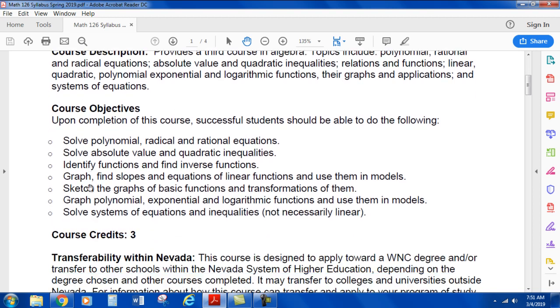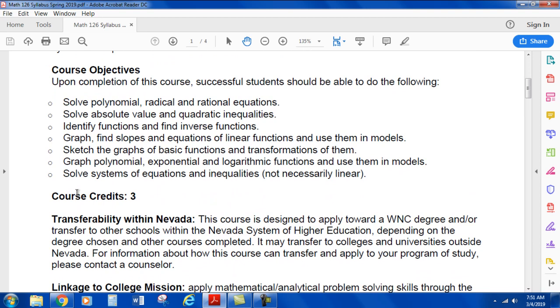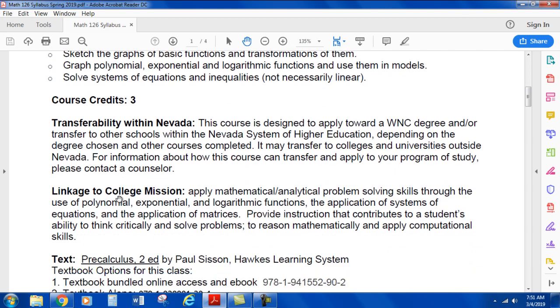Upon completion of this course, successful students should be able to do the following: solve polynomial, radical, and rational equations, solve absolute value and quadratic inequalities, identify functions and find inverse functions, graph, find slopes and equations of linear functions, and use them in models, sketch the graphs of basic functions and transformations of them, graph polynomial, exponential, and logarithmic functions, and use them in models, solve systems of equations and inequalities, not necessarily linear.